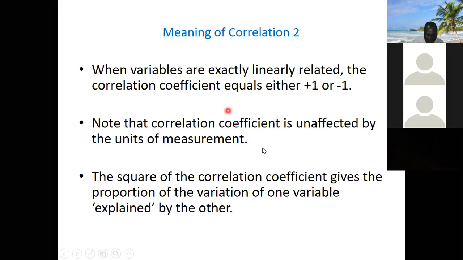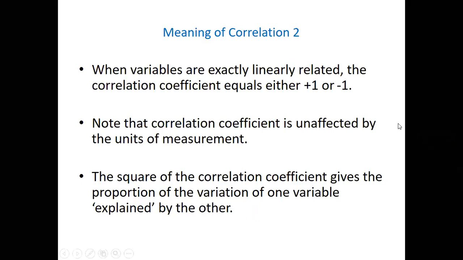Correlation coefficient is unaffected by the unit of measurement. I've said that one because it has something to do with unit. So when you are correlating distance and time, it has nothing to do with the unit. If you can do it for distance and time, you can do it for weight and height, you can do it for length. It has nothing to do with the unit. You can see in the formula that the units cancel out.